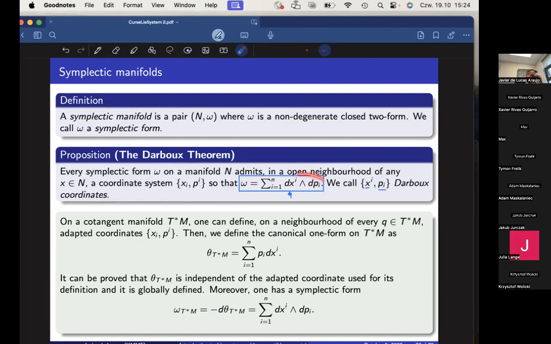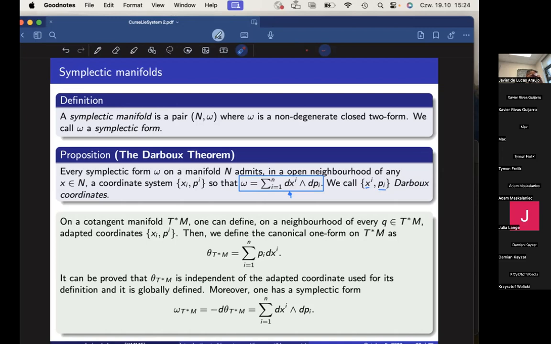So this tells you that symplectic manifolds are always even dimensional, because the number of these coordinates is even. This is one of the consequences of the theorem. Well, it can be proved another way, but it can be seen out of the Darboux theorem.